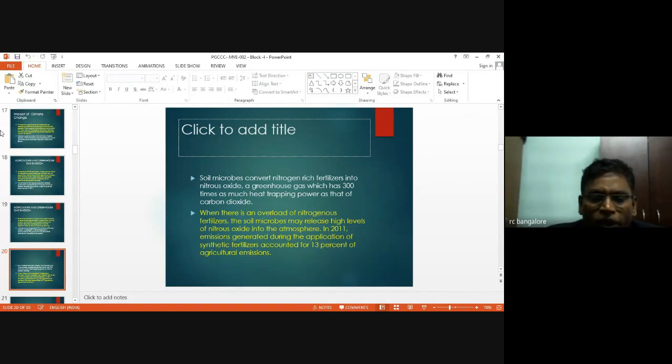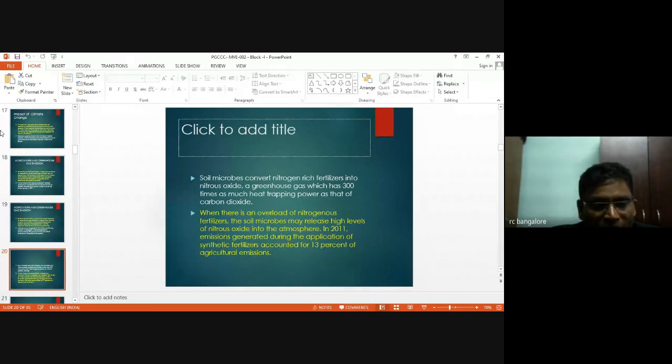When there is an overload of nitrogenous fertilizers, the soil microbes may release high levels of nitrous oxide into the atmosphere. That is called indiscriminate agricultural activity. Farmers use these fertilizers in the agricultural field to improve quality or production, right? For that, nitrates are used in the form of fertilizers. But what happens? The fertilizer is converted to nitrous oxide, which is released into the atmosphere and becomes an environmental pollutant.